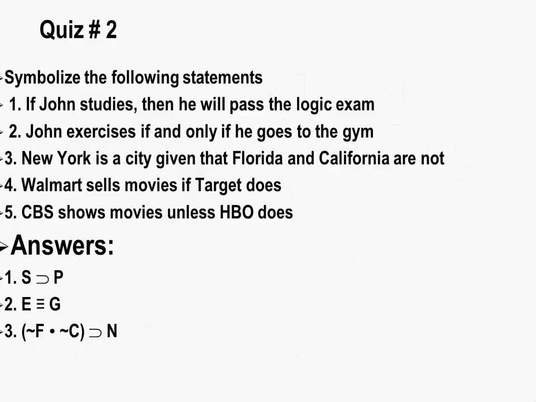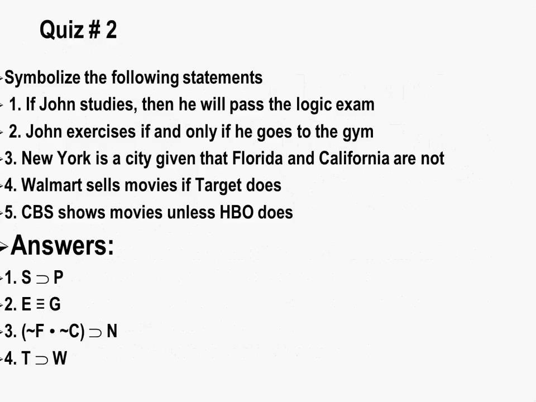Okay, so number 4, Walmart sells movies if Target does. Well, again, this is a conditional, right? Another way to say this is, if Target sells movies, then Walmart sells movies as well. Let's start with T, actually. T is in the antecedent. We let T symbolize Target sells movies, and W symbolize Walmart sells movies. Then the correct symbolization would be if T, then W.